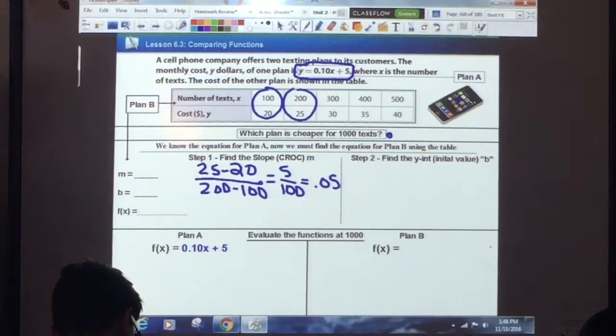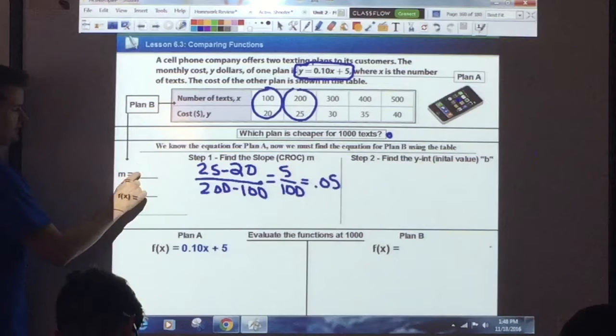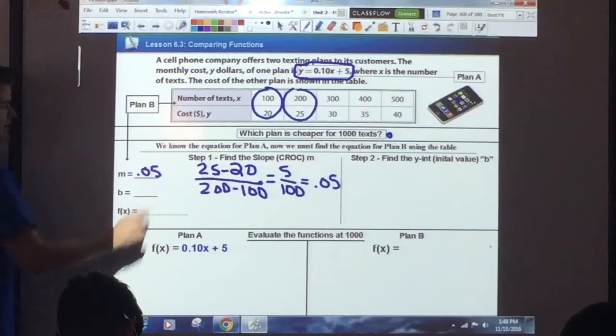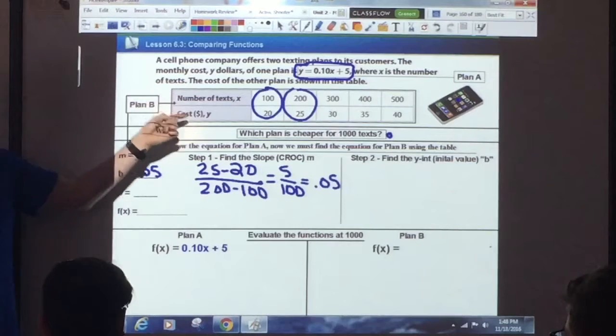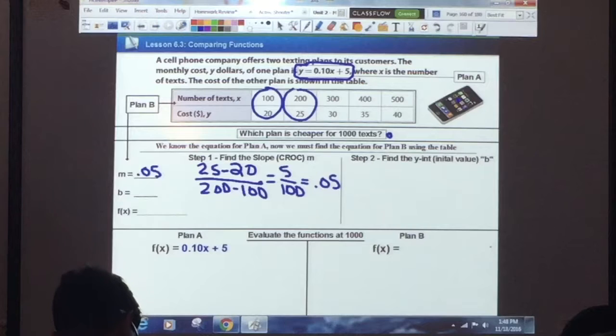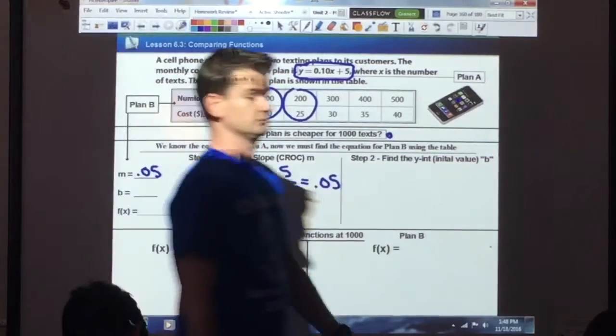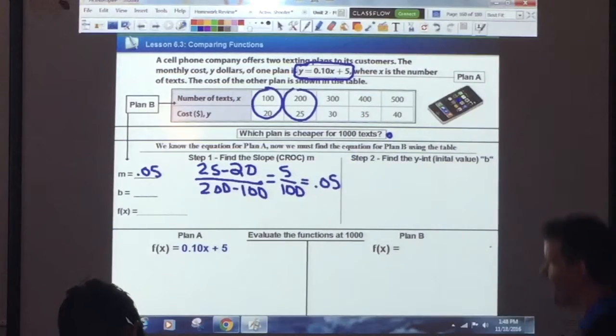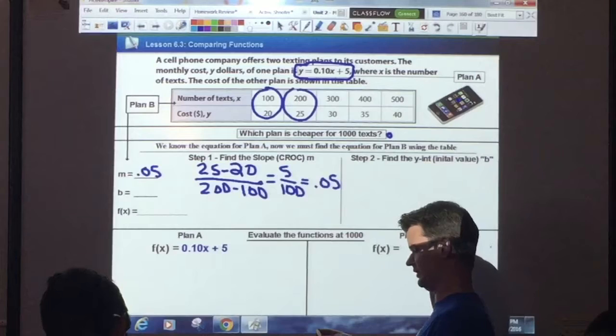So we found the slope, also known as the rate of change, for Plan B. It's 0.05. I make it a decimal because, once again, we're talking about dollars and cents. If you want to leave it as 5 over 100, simplify it to 1 over 20, that's going to make your job harder. Dollars and cents, transfer it over to a decimal. All right, so now that we know the m, we must find the b.